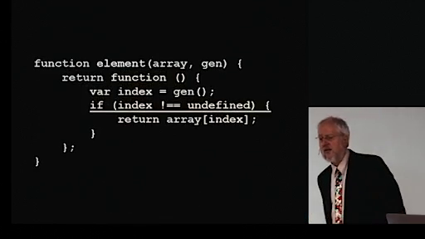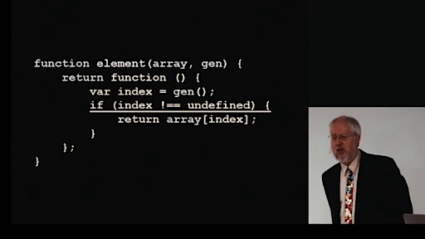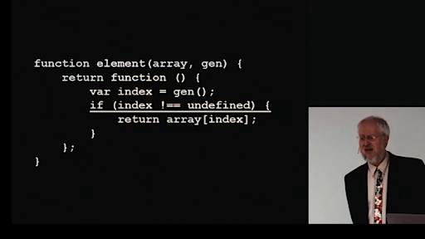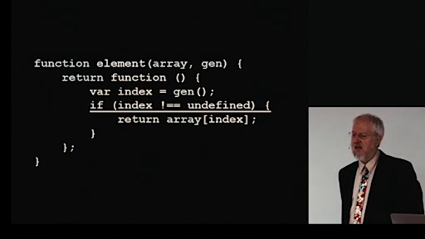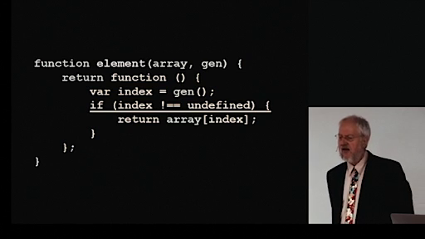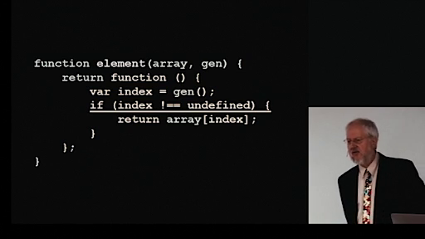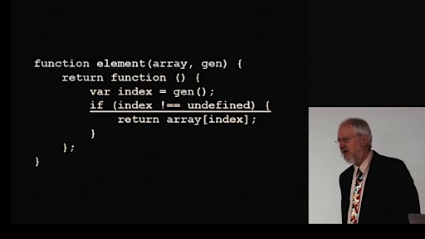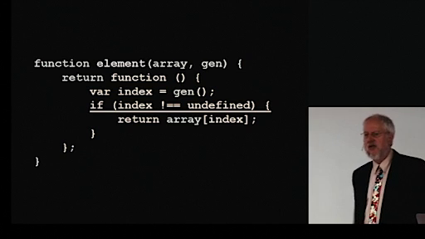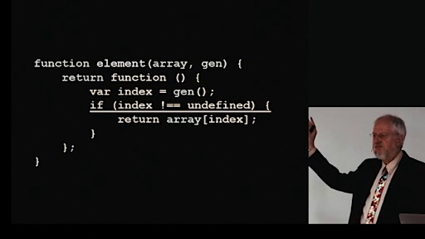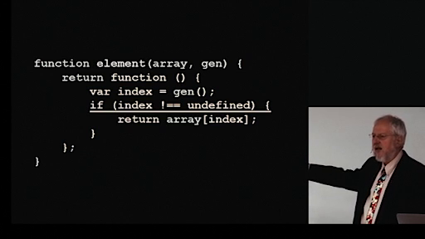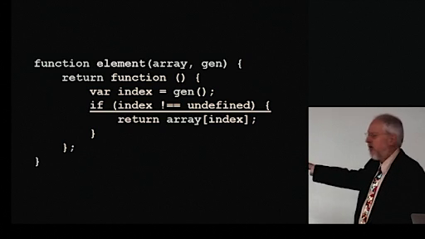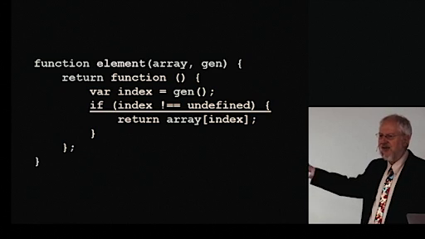So here's element. Element takes an array and a generator. It returns a function that gets the next index from the generator. If the index is not undefined, it returns the element of the array at that index. So who got something that works? So I want to talk about the statement that's underlined. Because if you leave that if out, if we do the return unconditionally, it does the same thing.